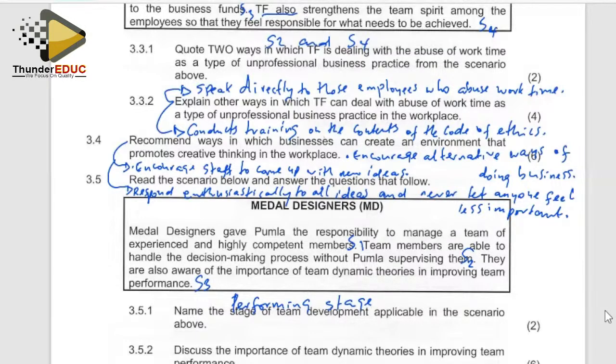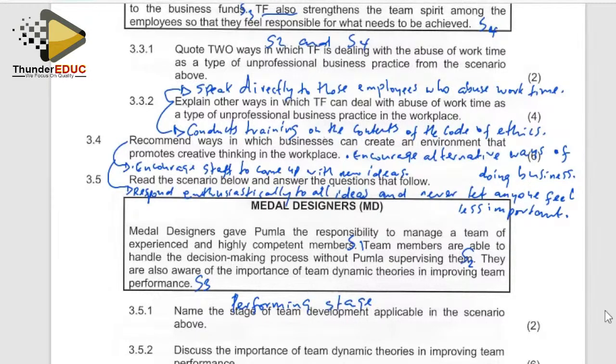3.5.2, discuss the importance of team dynamic theories in improving team performance. The importance of team dynamic theory is that team dynamic theory explains how effective teams work. Conflict may be minimized when team members perform different roles. Also, businesses are able to allocate tasks according to the roles of team members.